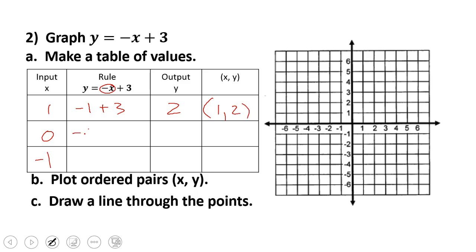Then if I put in 0, I would have negative 0 plus 3. Yes, we know there's no such thing as a negative 0, but we're going to write it anyway. I would still get 3 as my output, so my ordered pair is 0, 3.